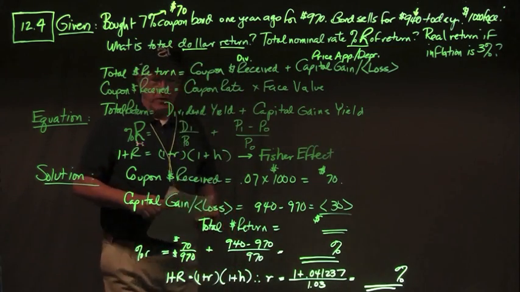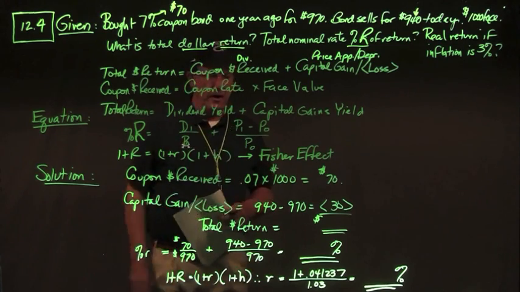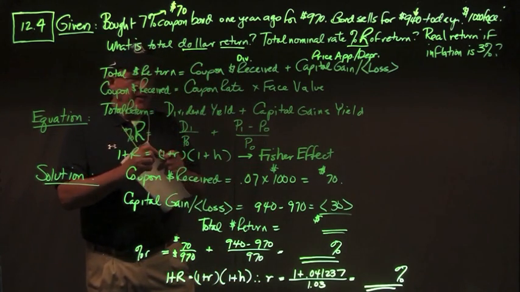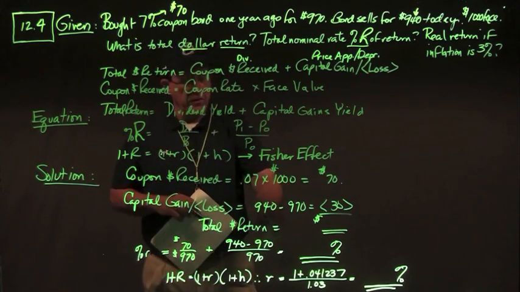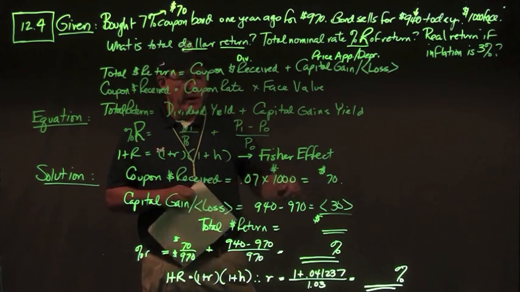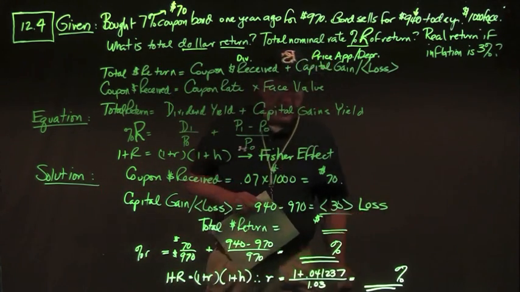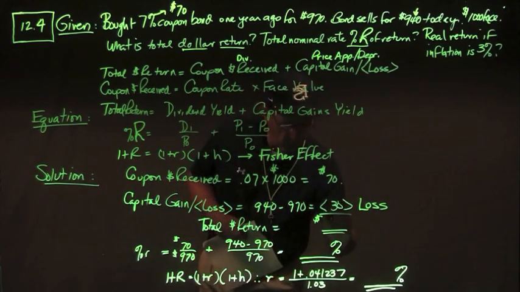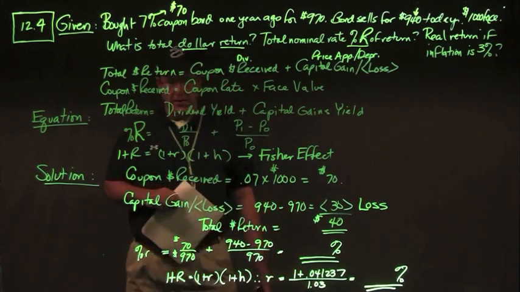So let's get some answers. Coupon received is 7% of 1,000, or $70, similar to a dividend received on a stock. And then our capital gain or loss. The bond started at $970, went down to $940, so we have a $30 loss on the bond. So our total dollar return is $40: $70 of coupon minus $30 loss on the bond.